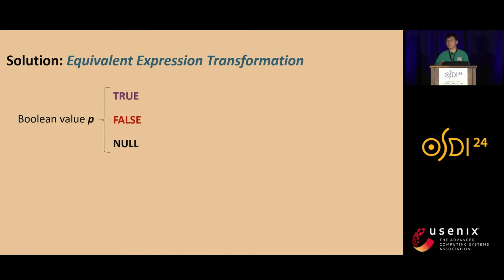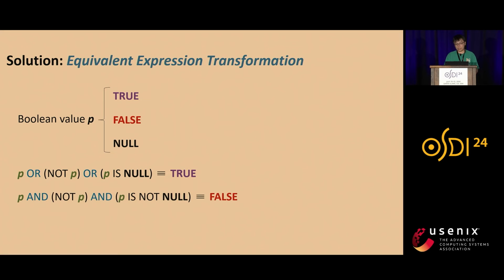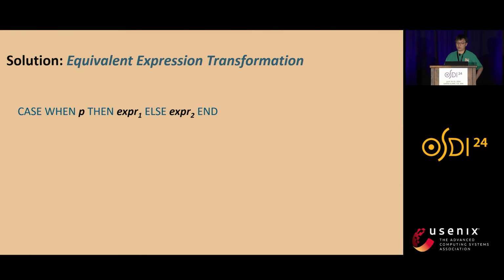We know in SQL, Boolean value could only be either true, false, or null. So we know this equation must be whole because P can only be true, false, or null. So these three, one of them is true, and true or everything is true. Similarly, we can come up with this equation. We know P, not P, P is not null, one of them must be false, and false and everything is false.